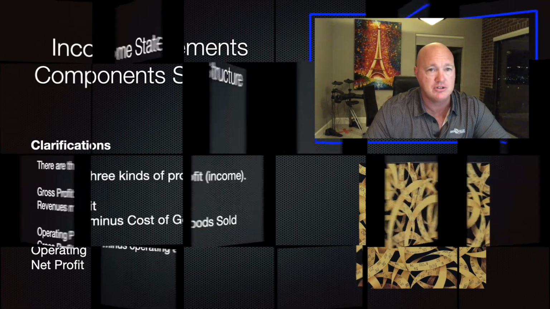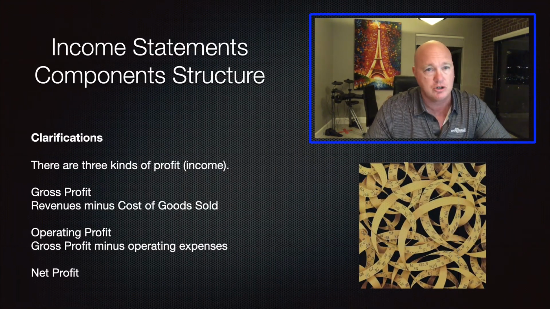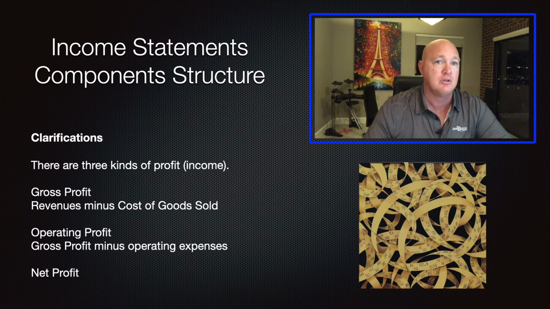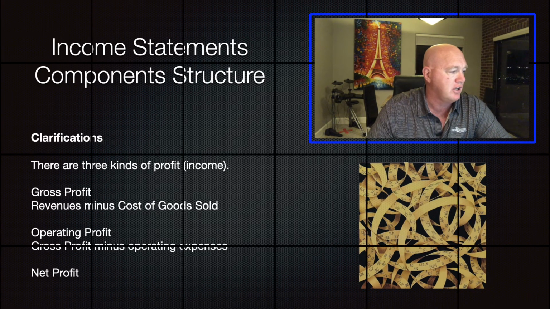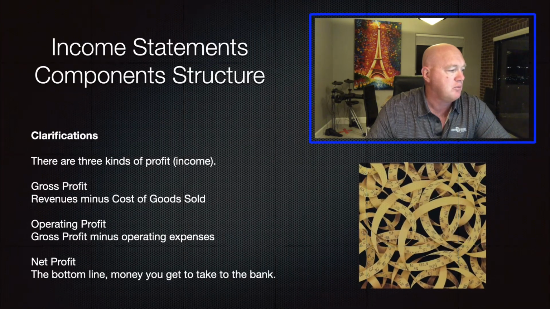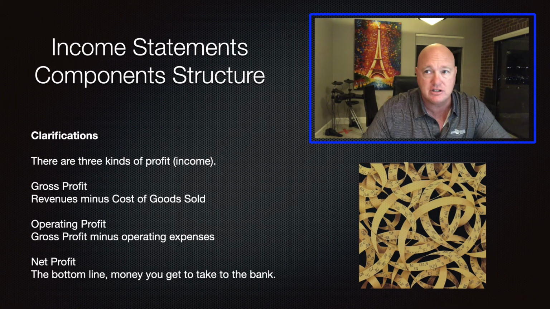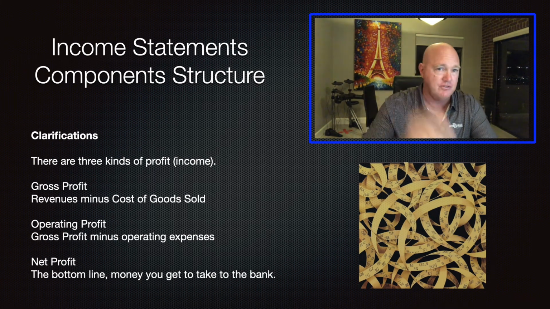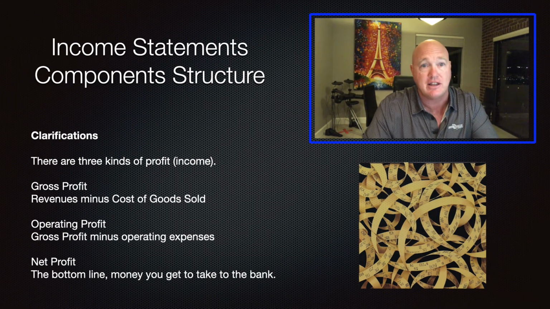Operating profit, I look at as sort of the down and dirty middle ground. We're still working on things. We're not completely done. We're halfway done. We're operating on it. And then the final way that I use for shorthand is the net profit, which is the bottom line, money you get to take to the bank. I just kind of envision that you're standing there with a net and the money falls into the net. That's your profit, and you get to take that net home with you.